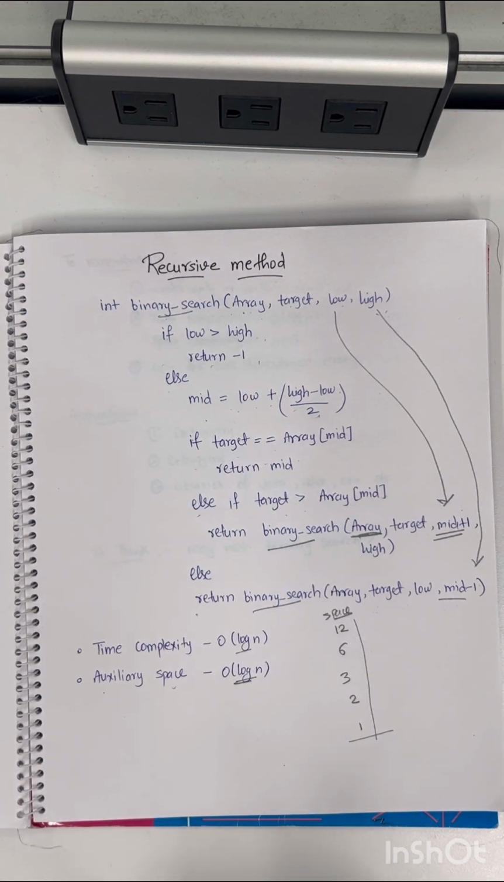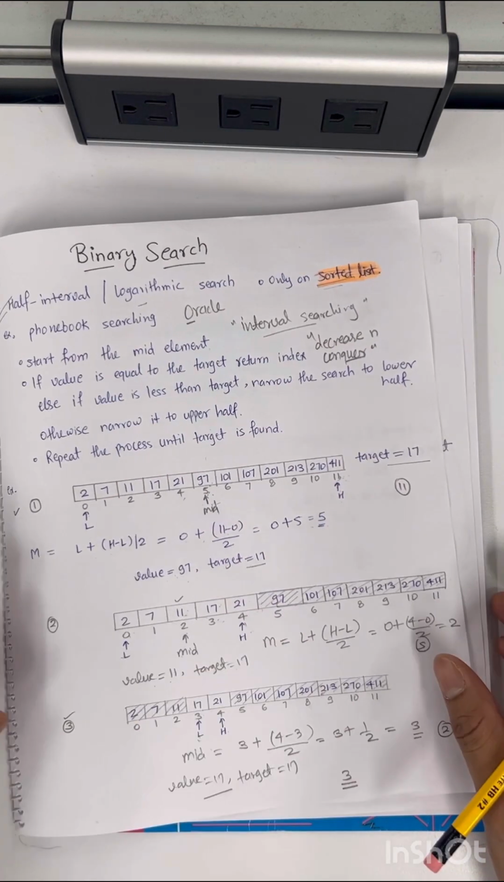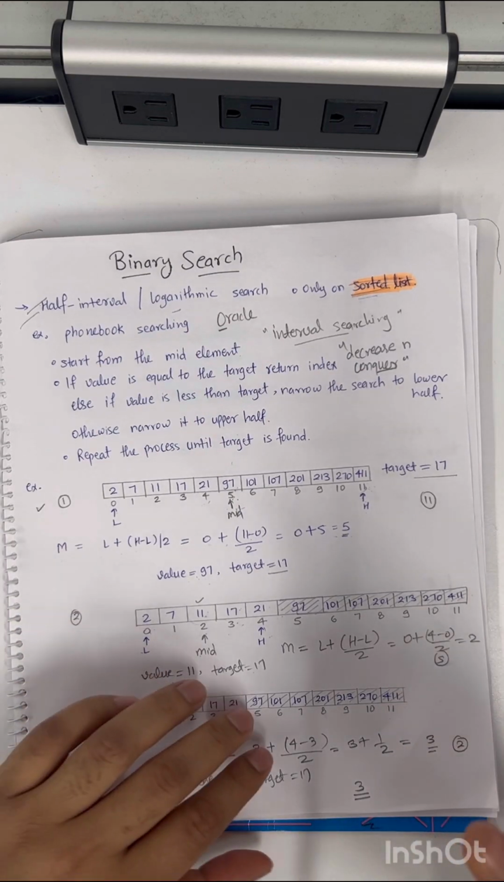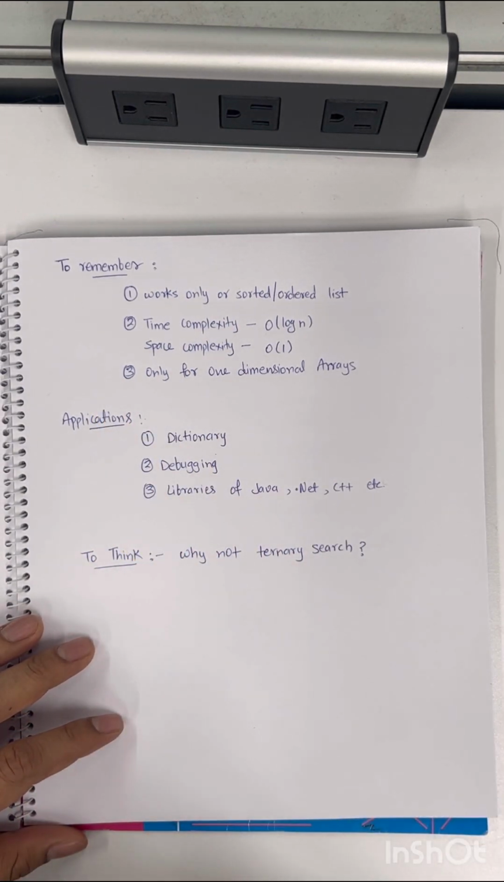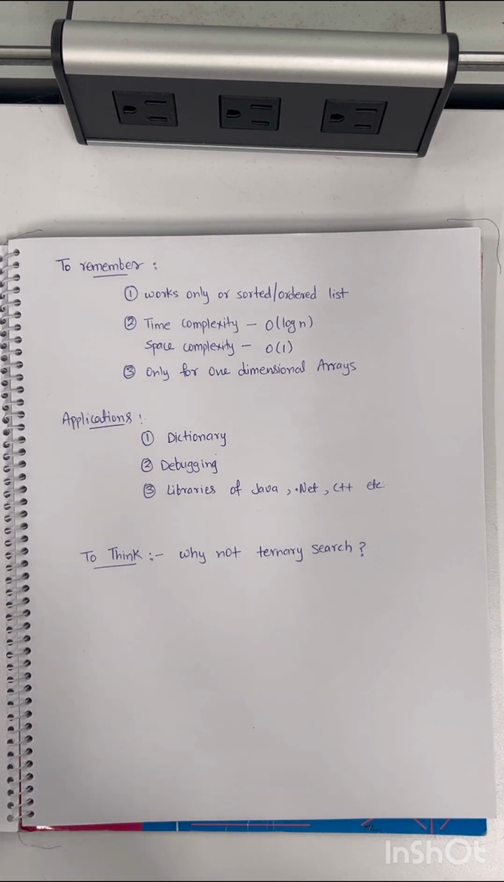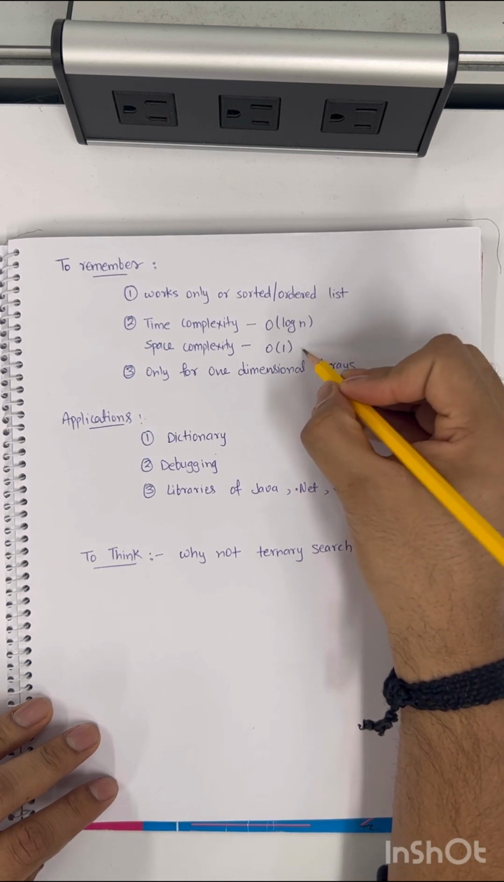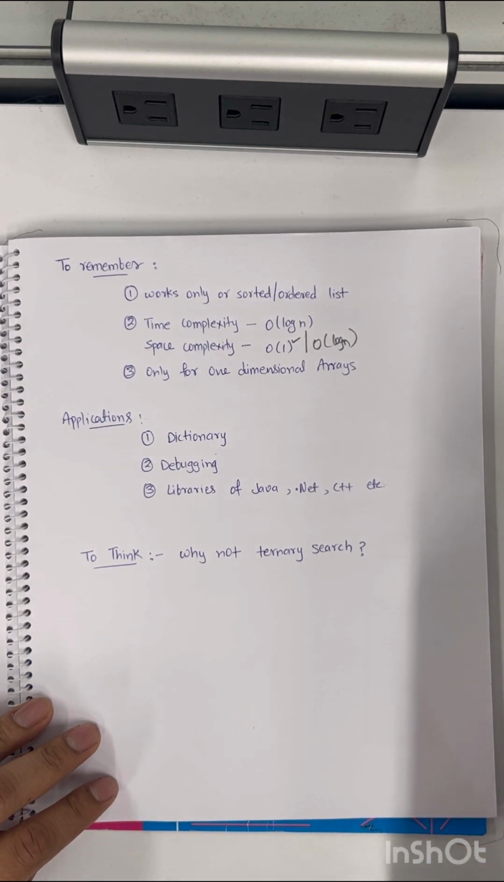So here we studied 2 methods, the recursive method to implement binary search and the iterative method. We also studied how exactly binary search works. What are the more things we need to know about binary search? We move on to the remember part. The first thing that we need to remember, binary search works only on a sorted list. So if your list is sorted, then only we can assume that if the mid element is higher than the target, then my target must be in the left side. Then the time complexity is big O of log n and the space complexity is O of 1 if you are using the iterative approach and O of log n if you are using the recursive approach.